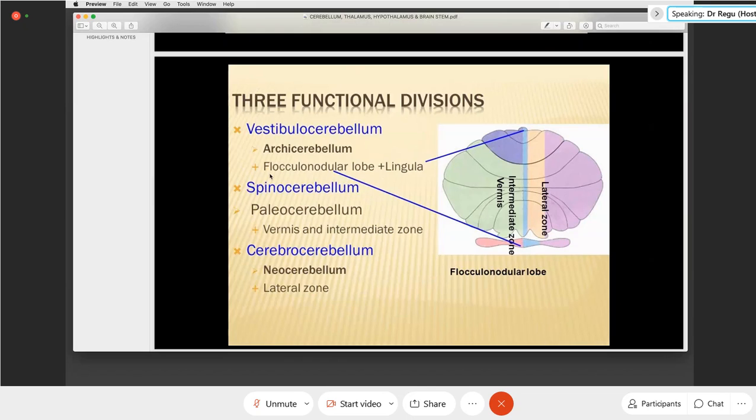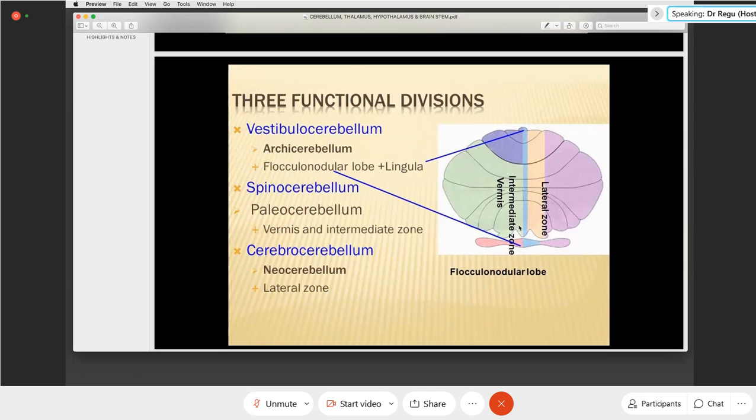Then, subsequently, you have the spinocerebellum, which is basically the vermis, the midline area, and the intermediate zone just between the midline and the lateral portion. The spinocerebellum, as I explained earlier, gets afferent information about the position of our limbs through the spinal receptors, and is basically involved in coordinating how we move our limbs.